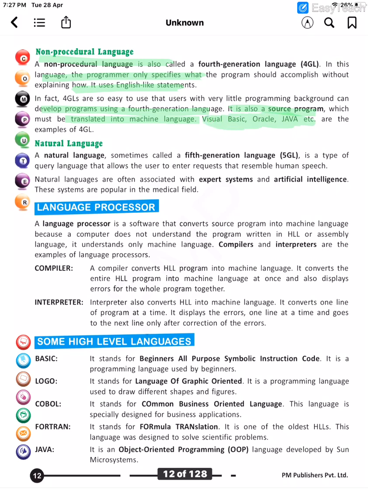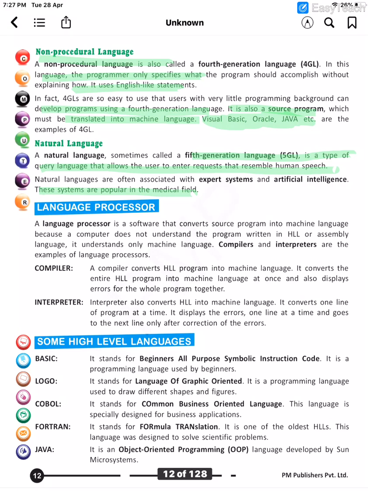And nowadays we are using natural language, which is used in expert systems and artificial intelligence, where the computer language has become so advanced that it can even detect emotion and speech. That form of language is called natural language, which can assimilate and understand human speech.